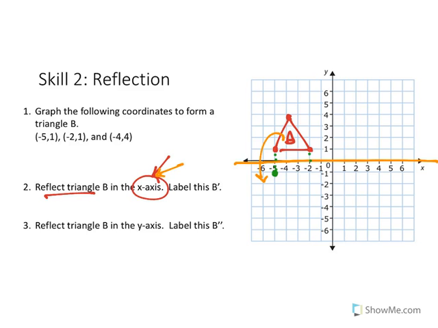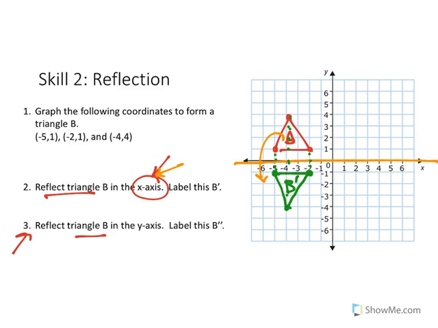Then this corner right here, since it's one space away from the mirror, I'm going to go ahead and take one space away from the mirror. Now this last point right here, I notice that it's 1, 2, 3, 4 steps away from the mirror. So I'm going to do the same thing on the other side. 1, 2, 3, 4, and drop my dot down. Now I'm going to go ahead and connect my dots, and this is B prime.